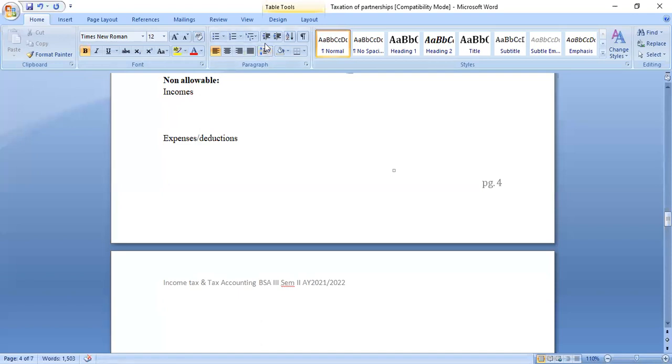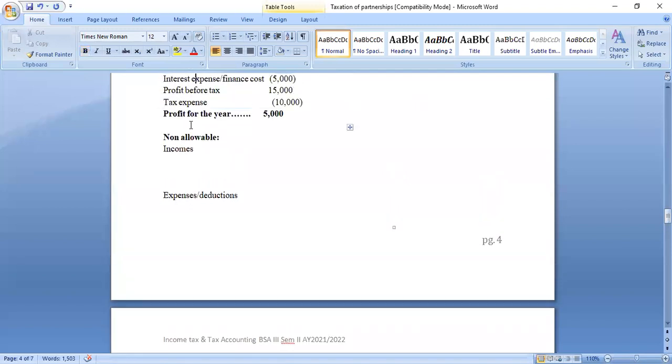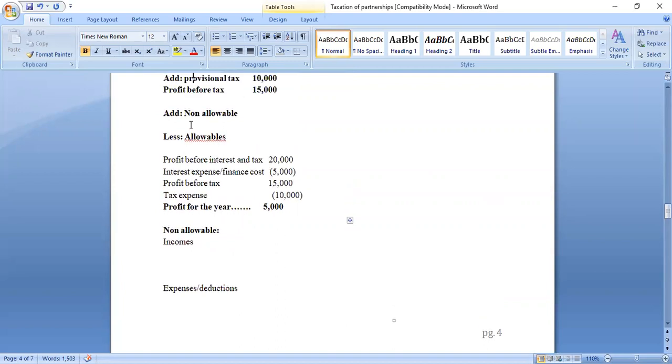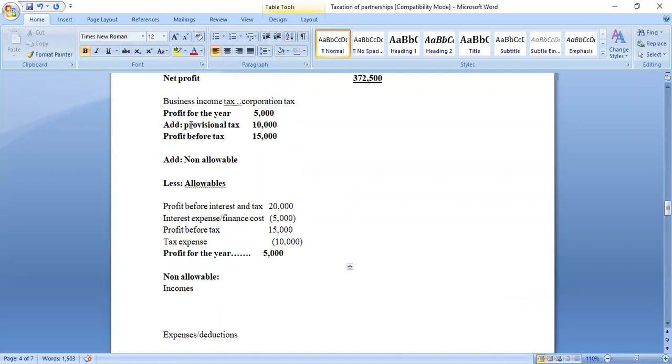You can respond to why we add back the tax provision. The reason is as follows: while we're doing all this computation, we want to determine the chargeable income. For us to get the tax liability, we take the chargeable income and attach the rate, the 30%, to determine the tax payable, or the actual tax expense.